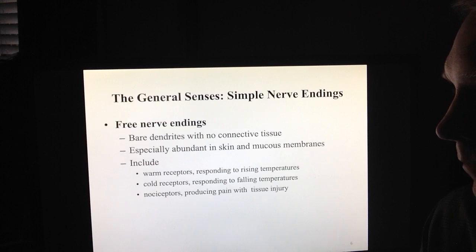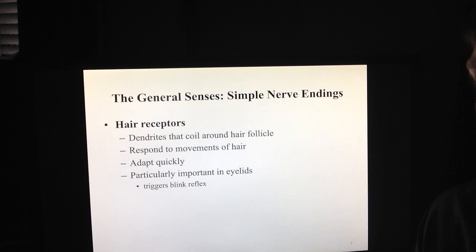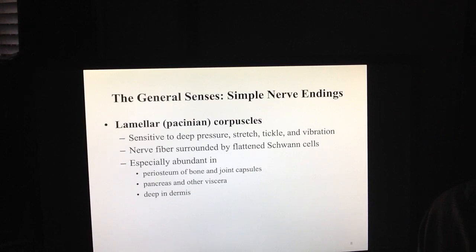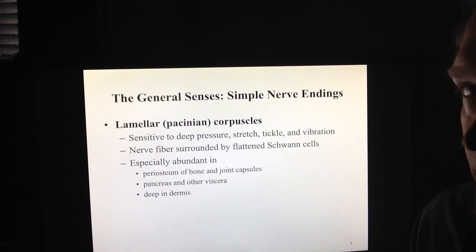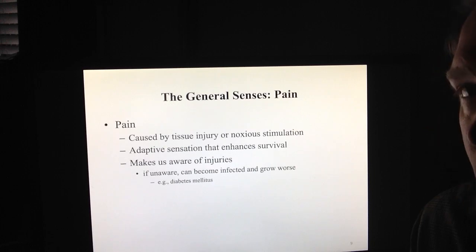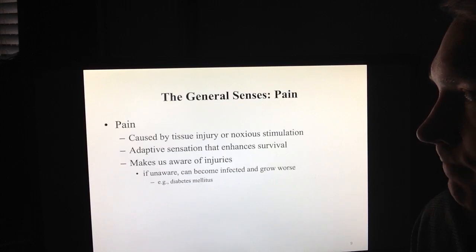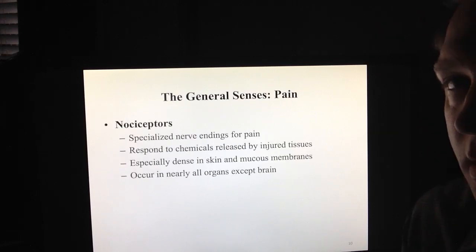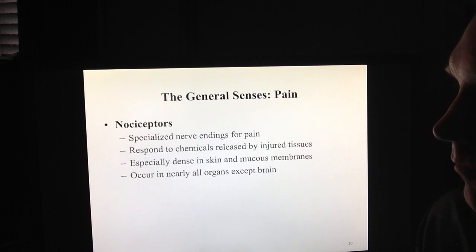Free nerve endings carry pain. They also carry cold and heat. Don't worry so much about all the details here. We've already learned about hair receptors, dendrites around hair follicles in the skin. The only thing I want you to worry about for corpuscles is that they are pressure receptors. This is a deep pressure receptor, and then there's other ones as well that sense lighter touch and lighter pressure. Pain, we know what pain is, but we may not know a nociceptor is a pain receptor.